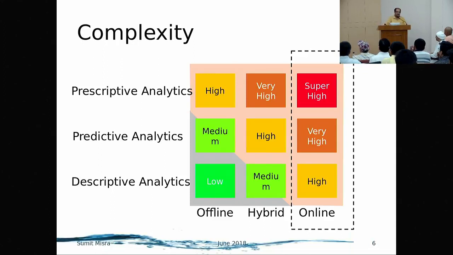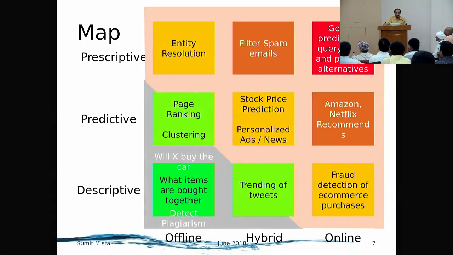Here, if we see, the data stream is trying to handle the right column of the entire story, which is all high, medium, super high types of complexities. And just to set the context of what this entails, there are certain examples that I will give here. If you look at the prescriptive online, which is the red one at the top, this is Google predicting the query string and providing alternatives. That is, as you type, it does it worldwide. So that is the highest complexity in a stream processing environment.